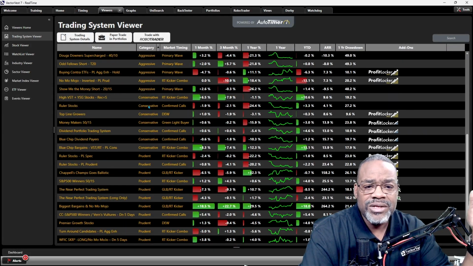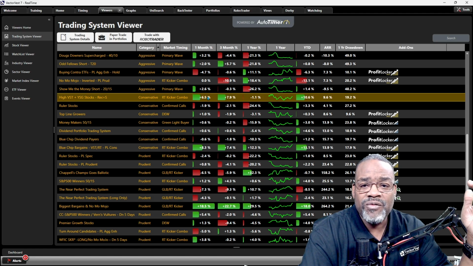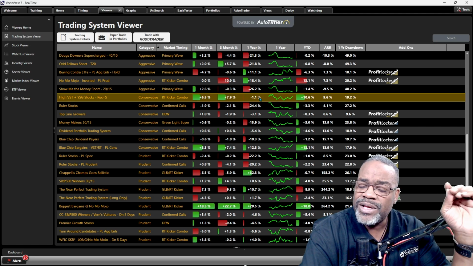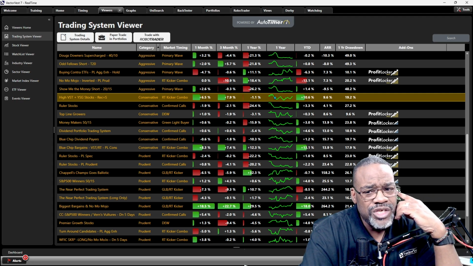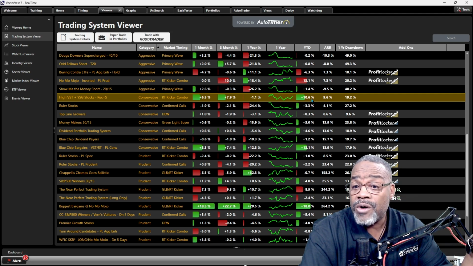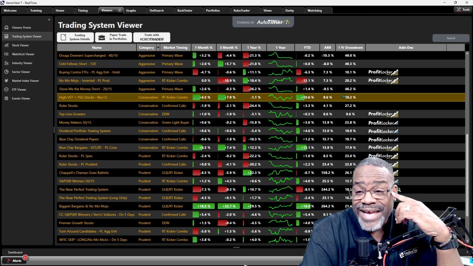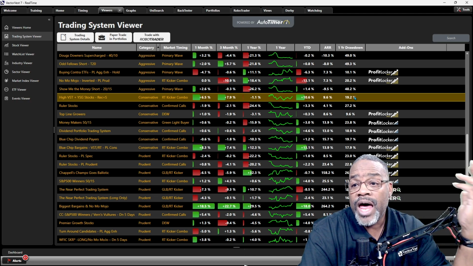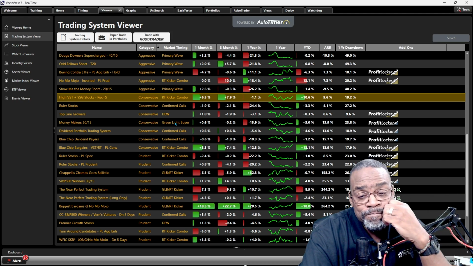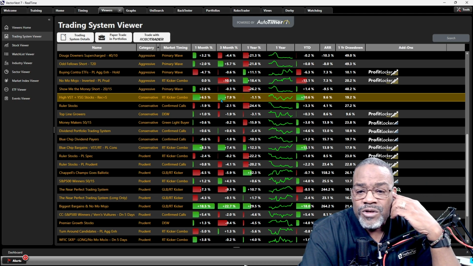Here they are. Now, it's not a lot, but let's go look at what we got going on here. Here's one that's up over the last month, the last 3 months, but down for the last year. You'll also see the equity curve. Year to date, though, it's up 10.6%, 19.2 also 1 year drawdown. Maybe. Let's go look down the line here.